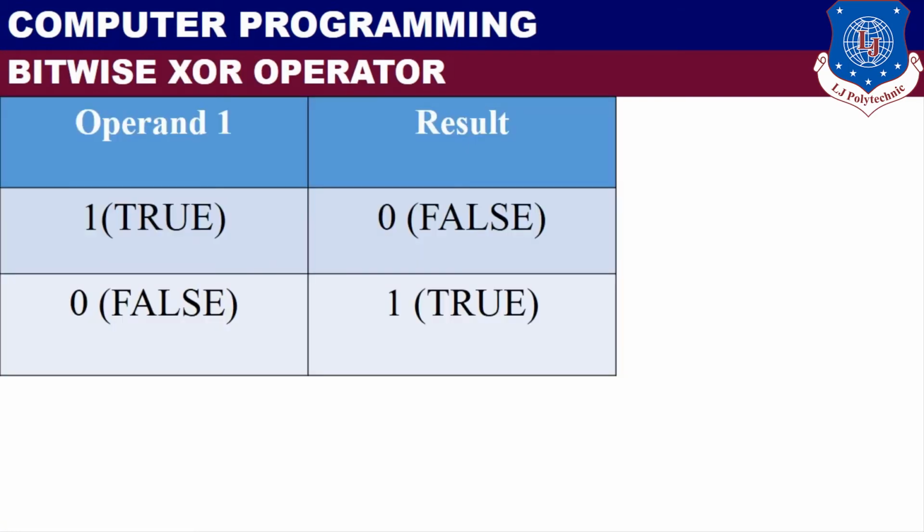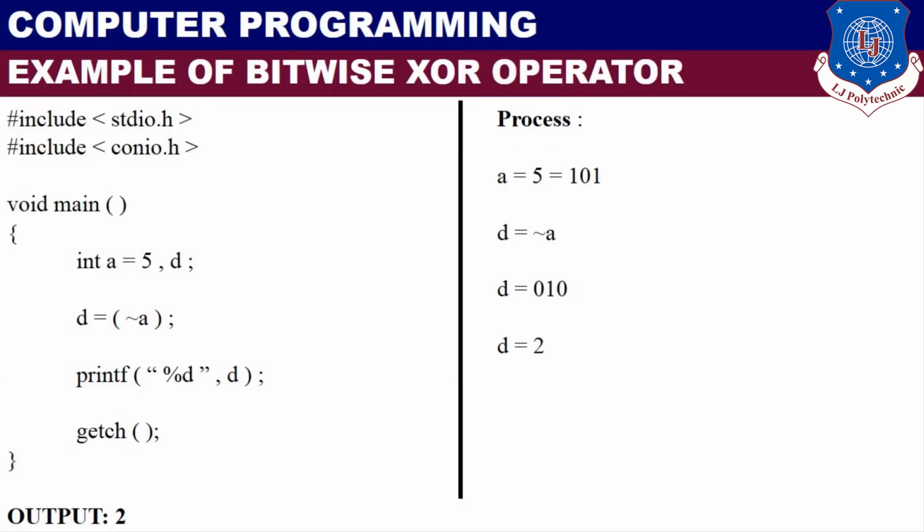So the truth table of this ones complement has operand 1 and result. If it is 1, then it is 0. If it is 0, then it will be 1. Now let's understand with a C program. #include <stdio.h>, void main. Here we took only 2 variables, a equals 5 and d. In d we are performing the ones complement of a and the answer will be stored into d. So the answer will be 2. How?